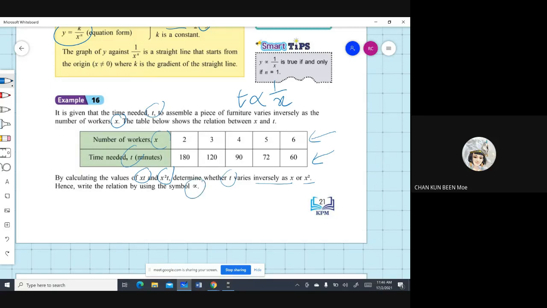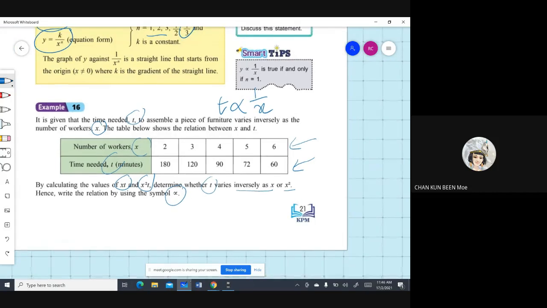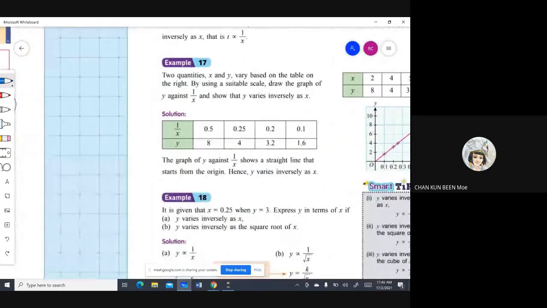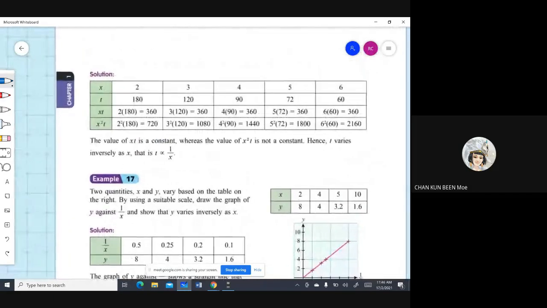So from here, you remember the numbers 2 to 6, 180 to 60. From here, you are going to find out the value of xT and also x squared T. So this is what you have. You see, 2 to 6, 180 to 60, and then you find xT and x squared T. So x times T, 360. 3 times 120, 360, is a fixed number. So you can guess already, what is this? This is a constant, right? And then x squared T, meaning 2 squared times T, you get 720. 3 squared is 9, 9 times 120 is 1080, and the rest.